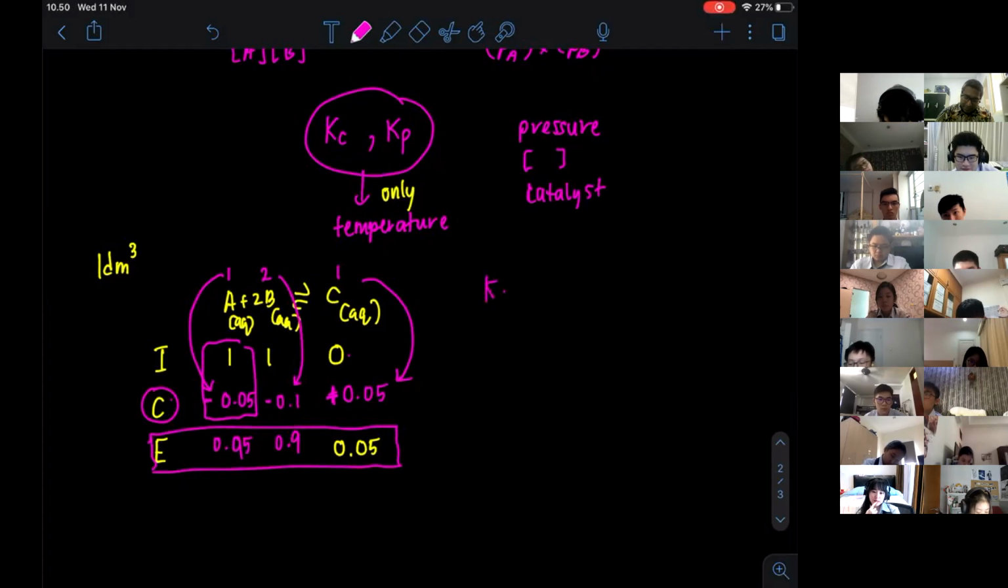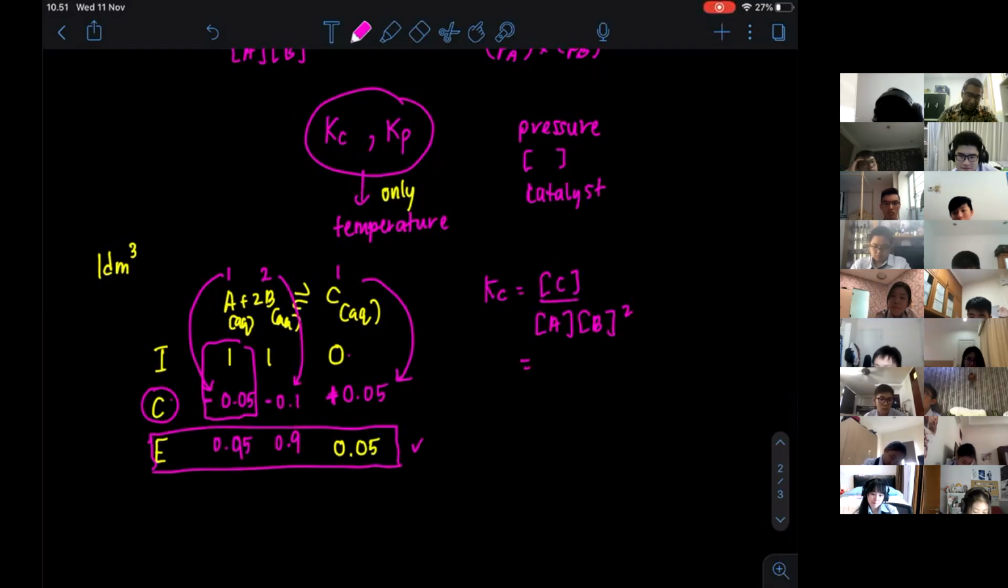So when I write the Kc, Kc equals, as an expression, the concentration of C divided by the concentration of A times the concentration of B to the power of 2. When I put it in, please remember this, very, very important. You are calculating the number of moles, but you still need to show concentration, because they have mentioned the volume is 1. Even though it's 1, you write it down. For C, it's going to be 0.05 divided by 1, number of moles divided by volume. That's going to be your concentration of C.